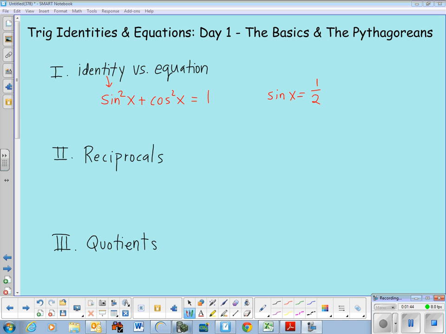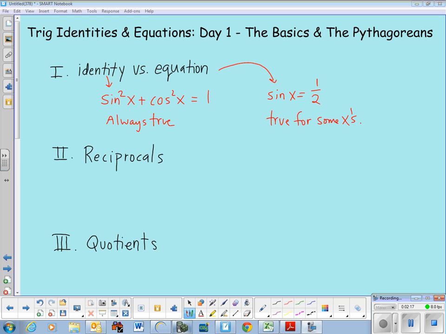Identities, always true, no matter what x you plug in. Equations, sometimes true. True for some x's. Now there might be infinitely many x's that we could plug in there, but I can't plug in 31 degrees and get a true statement. I can plug in 30 degrees and get a true statement. I can plug 30 or 31 degrees into this identity on the left, and it will always be 1.